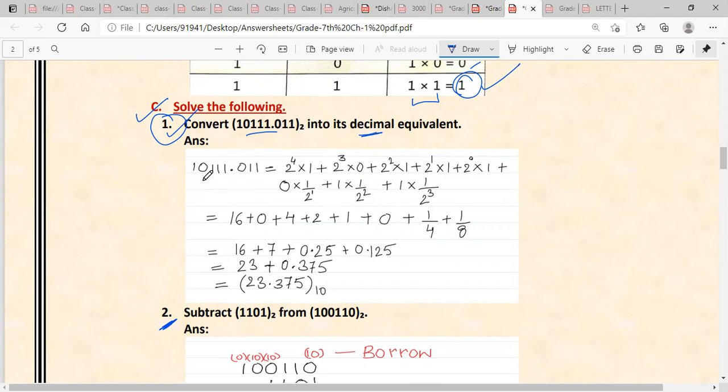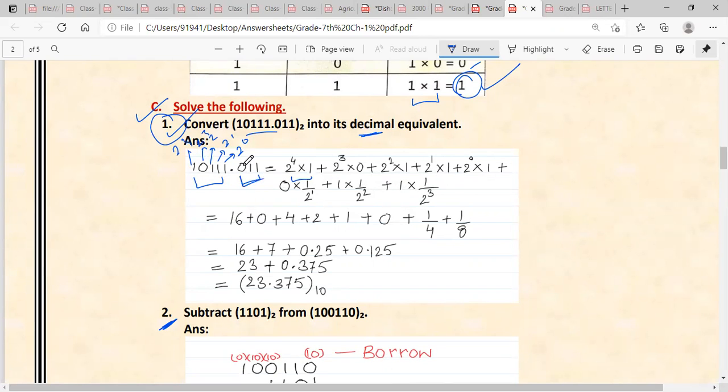Now take the left part to the decimal side, and the right. First take the left part. Now multiply the first digit with 2 power 0, the second with 2 power 1, then 2 power 2, 2 power 3 and 2 power 4. Multiply these and add.